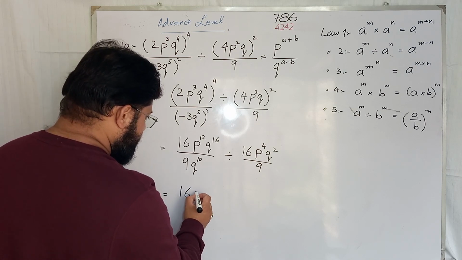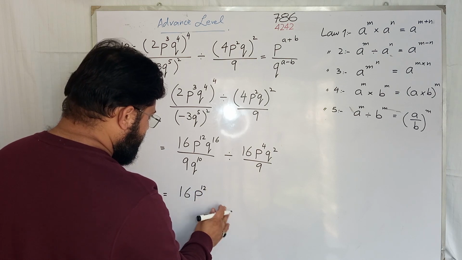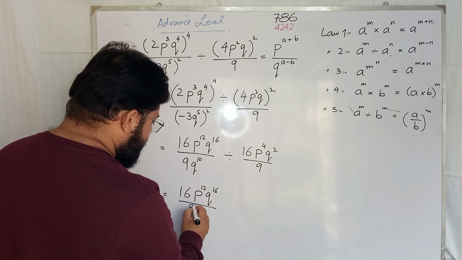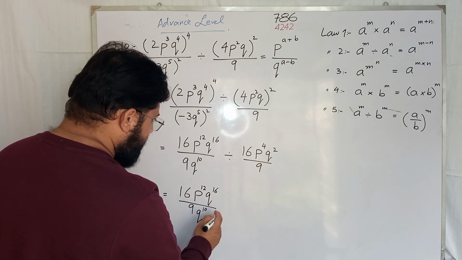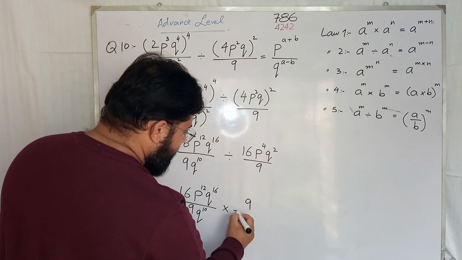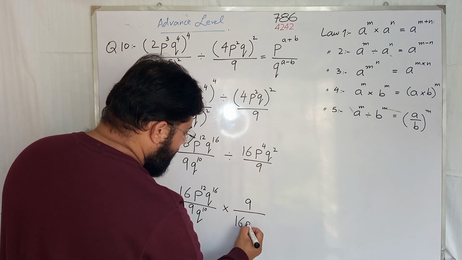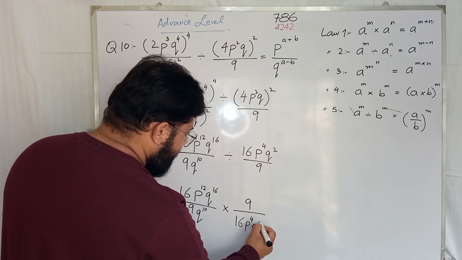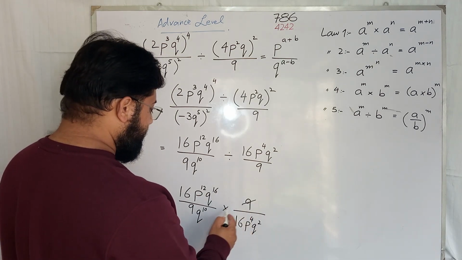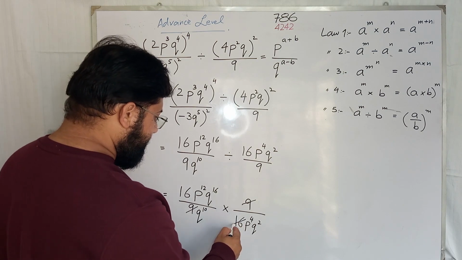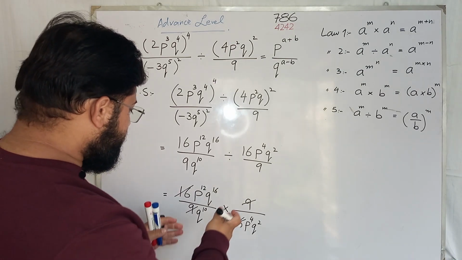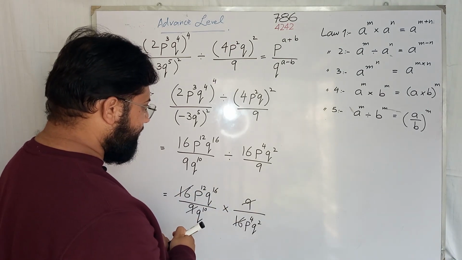16 p square q16 over 9 q10. If I change the sign of division to multiplication, then the immediate term will be reversed. It will be 9 over 16 p4 q square. By doing so, we can get rid of this 9 and 16 as well, because in multiplication cross cancellation is allowed. So 9 and 9 and 16 will be cancelled out.